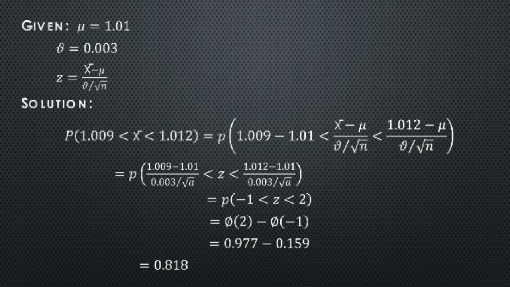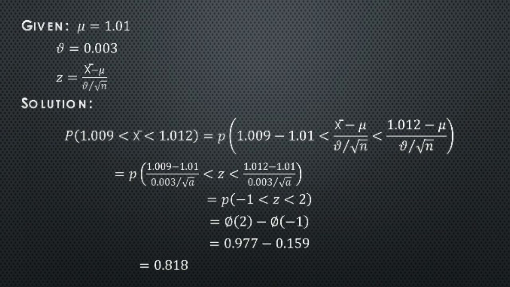So of course first we need to write the given, which is mu is equal to 1.01, standard deviation is equal to 0.003, Z is equal to X minus mu all over standard deviation all over square root of n. Now for the solution, we need to substitute each of the given. That's why we come up with P of 1.009 minus 1.01 less than X minus mu all over standard deviation all over square root of n less than again 1.012 minus mu all over standard deviation all over square root of n.